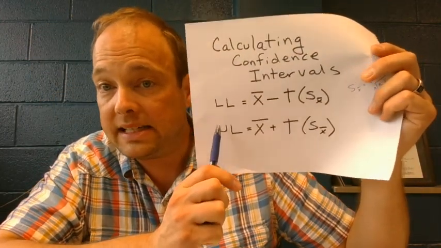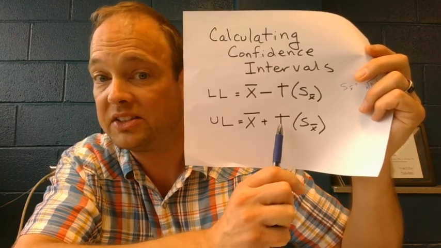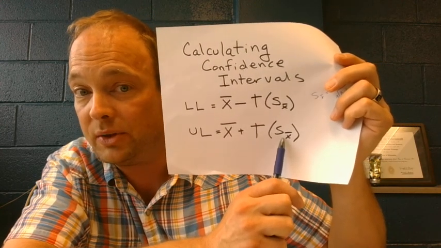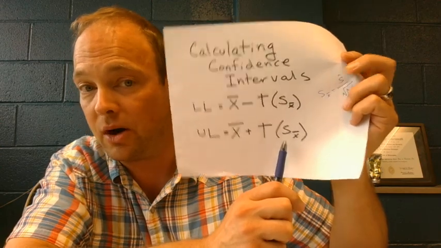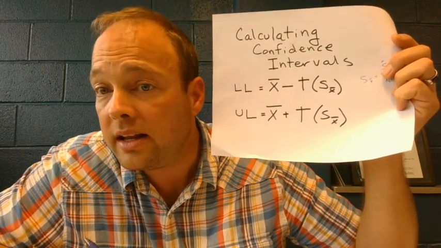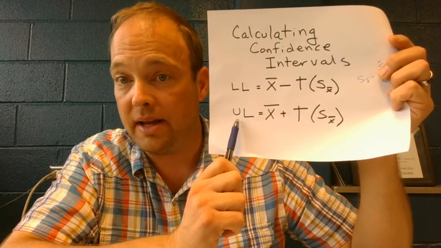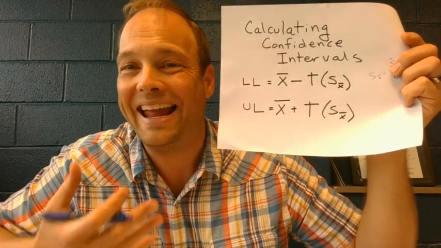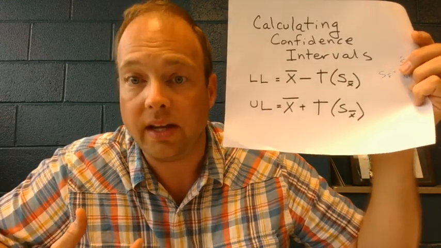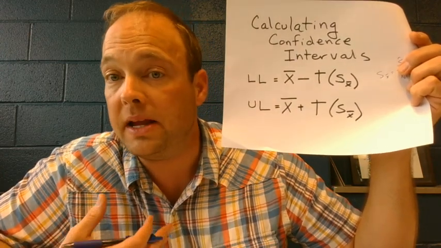The upper limit equals the sample mean plus, that's a plus, the same t-value from the table times the sample's standard error, S sub x bar. So to calculate confidence intervals, we need to find a lower limit and an upper limit. We're going to build intervals around the mean, and within that interval, we can be confident to a specific degree that the true population mean falls.